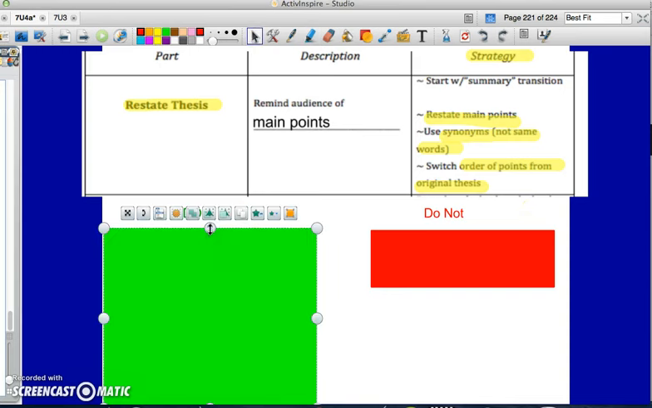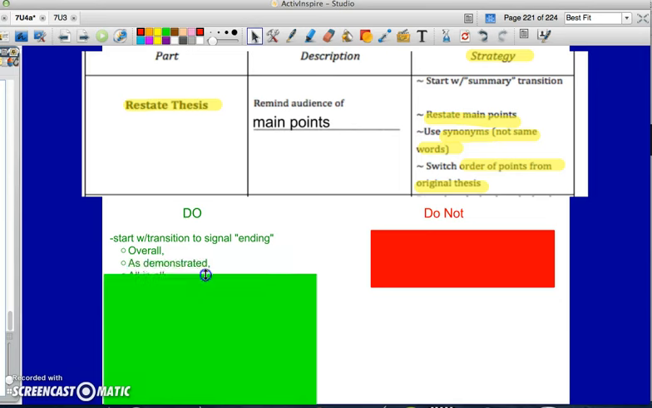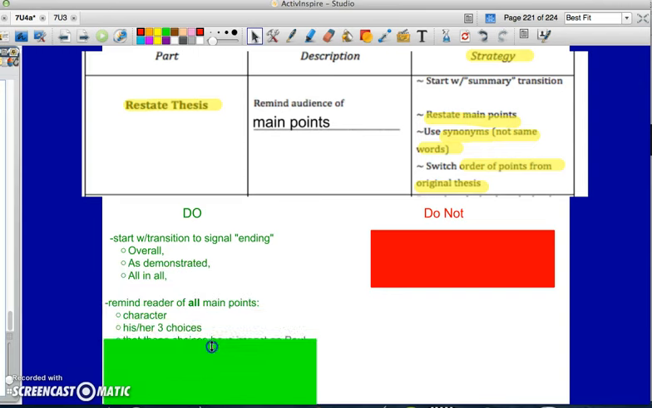So again, a little bit more depth into the do's. Do start when you're restating your thesis with a transition to signal that you're ending overall. Some of my go-to transitions for when I restate my thesis are "overall," because again that shows your entire essay ideas, "as demonstrated," or "all in all." So those are three good choices for starting your restatement of the thesis.